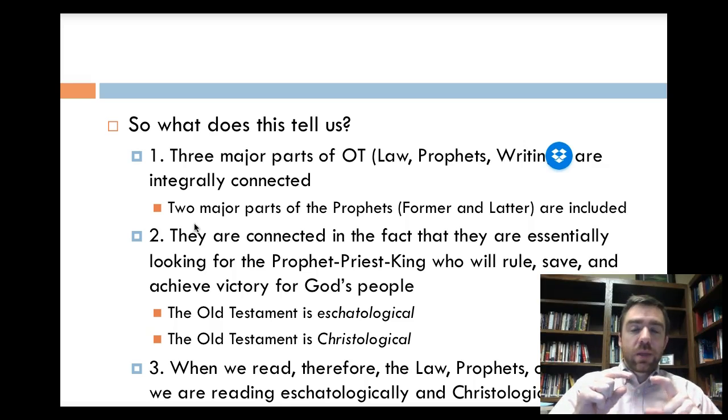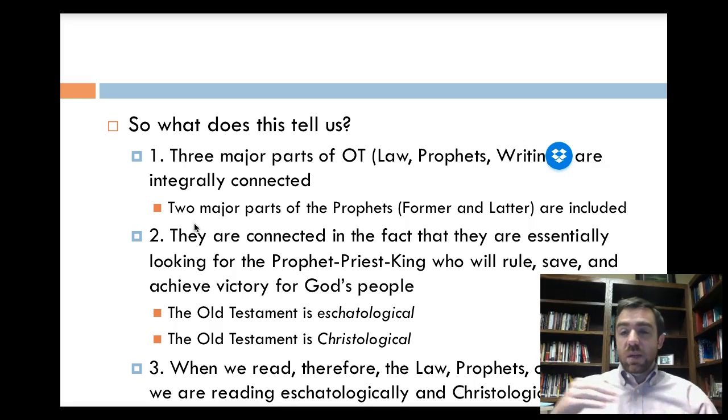And they're connected in the fact that they're looking for a prophet. So the end of Deuteronomy and the beginning of Joshua look for a prophet like Moses. They're looking for a priest and they're looking for a king. Both of those ideas are found in Psalm 1, as well as the kingship idea in Deuteronomy 34 and Joshua 1. They're looking for a prophet, priest, king who will rule, save, and achieve victory for God's people.